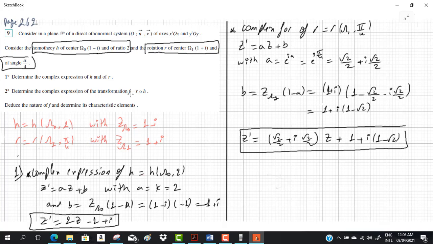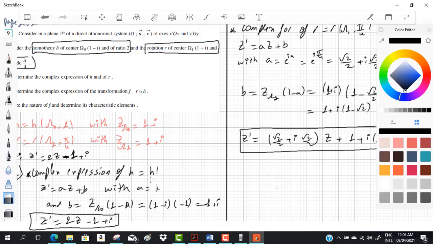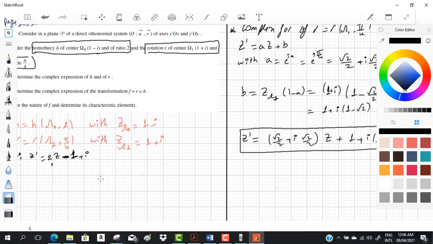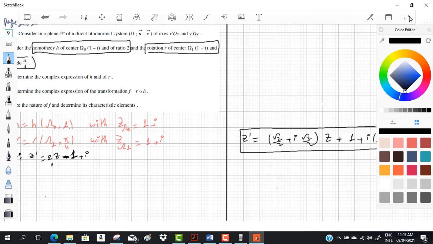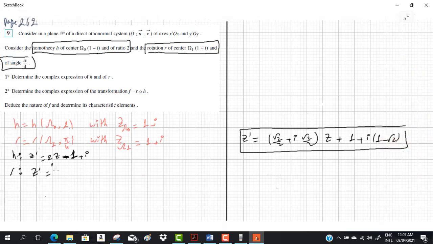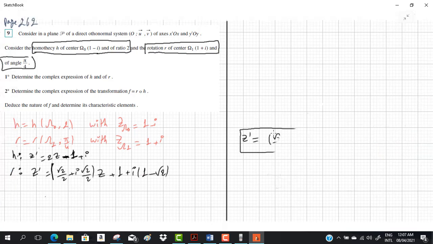Determine the complex expression of the transformation F equal R round H. بدي انقل الجيفن. أول شي لل H هي Z prime equal 2Z plus 1 minus 1 plus I، هيدا الكومبلكس فورم لل H. وبدي انقل الكومبلكس اكسبريشن لمين؟ للـR لان هحتاج الـR. عندها كومبلكس اكسبريشن Z prime equal radical 2 over 2 plus I radical 2 over 2 Z plus 1 plus I into 1 minus radical 2. طلعتهم بالبارت 1.